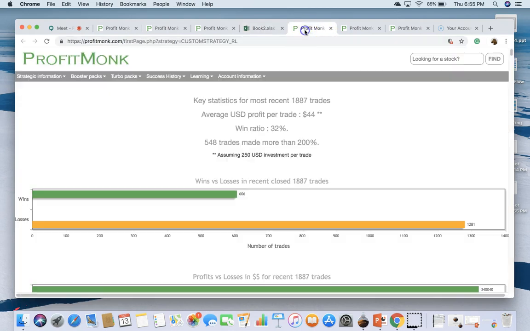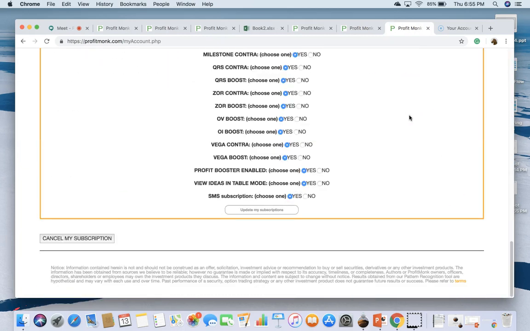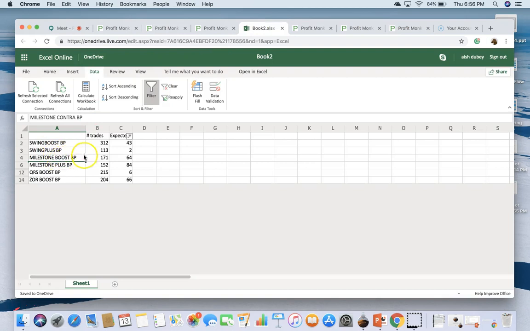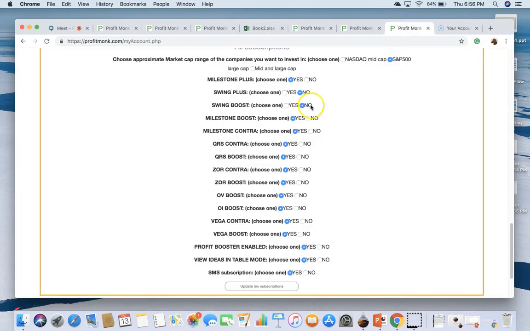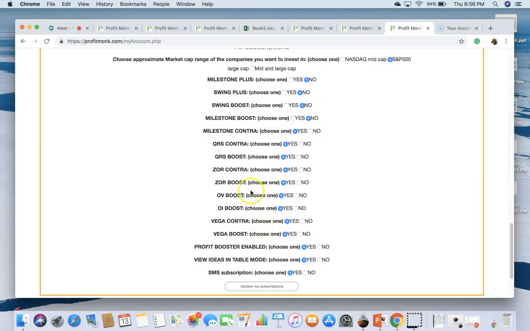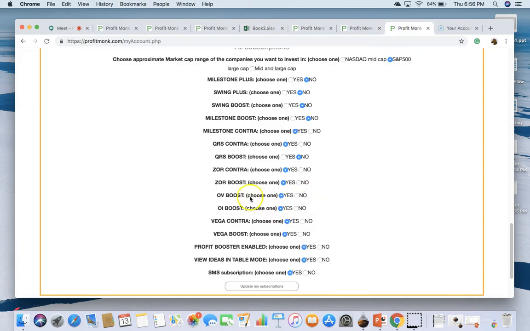So let's switch off. Let's go back to settings. Where are they? Okay, here are the settings. So I do remember swing plus was really bad. So no. Swing boost was a no. Let's go back here. Swing boost and swing plus, milestone boost and milestone plus are also bad. So let's switch them off. Well, milestone plus was not bad, but at least it's not as high as 100. And what else? QRS boost. Okay, this is totally ugly for this particular setting. So where is QRS boost? It's right here. No. And ZOR boost. Okay, 204.66. Let's get rid of that as well.